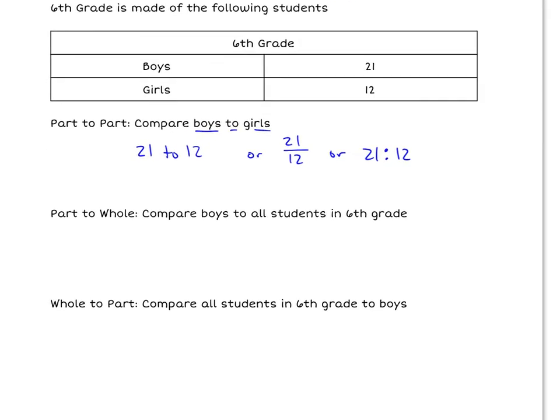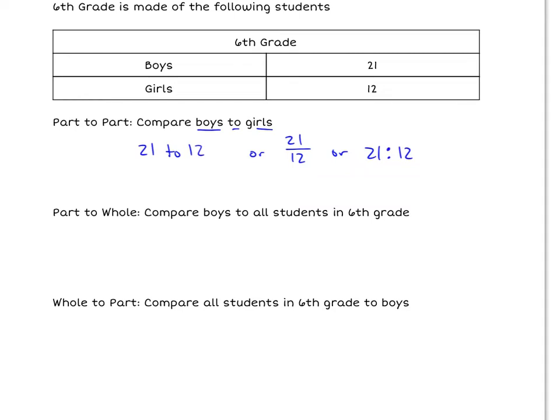We can also compare the data a little differently. We can compare the boys to all the students in sixth grade. So there's 21 boys to, and if you add all of them, 21 plus 12 gives you 33. There are 21 boys to 33 students. Or written differently, 21 to 33 or 21 colon 33. You don't need to write them each way on your homework unless it asks you to write it multiple different ways.